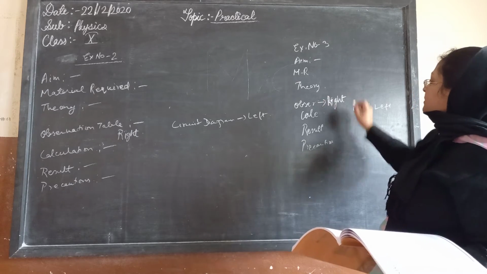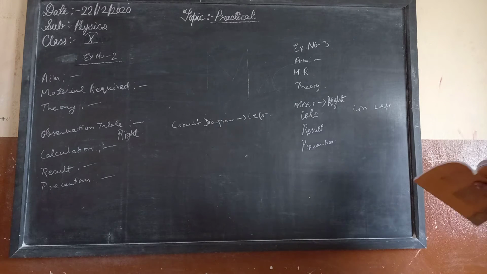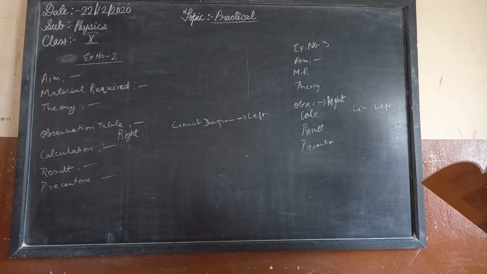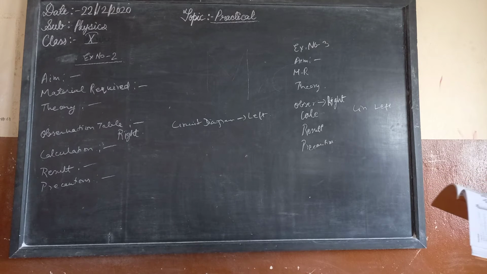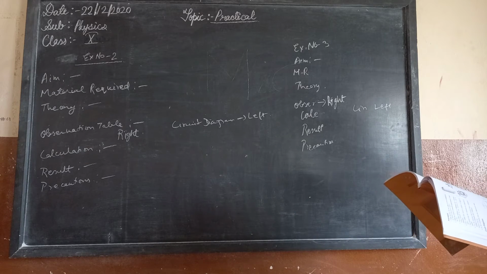Observation table. Okay, and if you have any graph, you don't have any graph, I think. Yes, you don't have any graph. Then result and precautions, and for the observation table, draw it from the book itself. You can omit the fourth option, and thus your practical will be over.